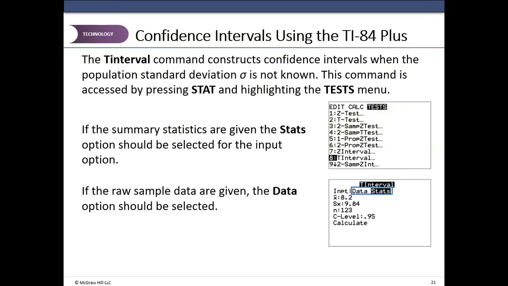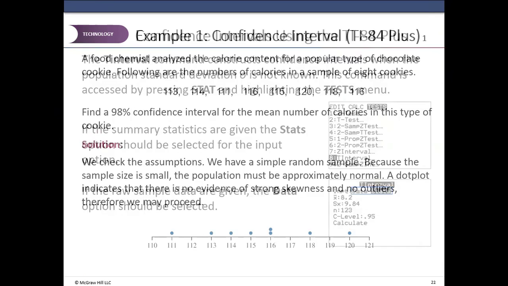The T-interval command constructs a confidence interval when the population standard deviation sigma is not known. This command is accessed by pressing stat and then highlighting the test menu. If the summary statistics are given, the stats option should be selected for the input option. If the raw data are given, the data option should be selected.